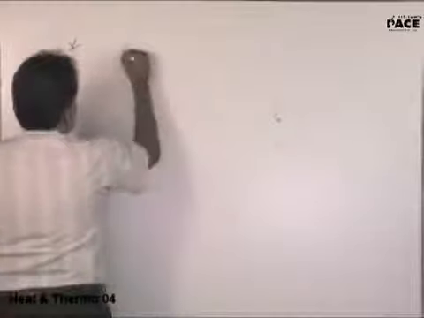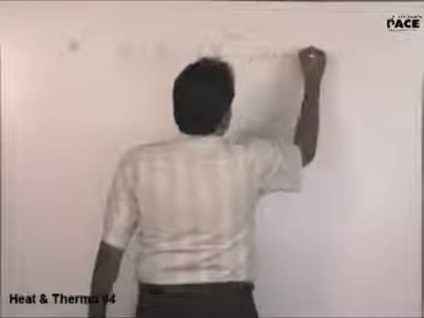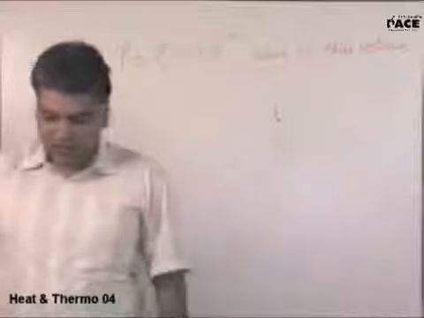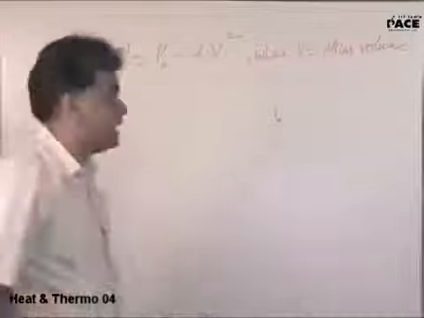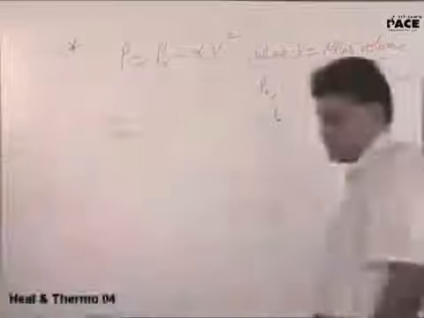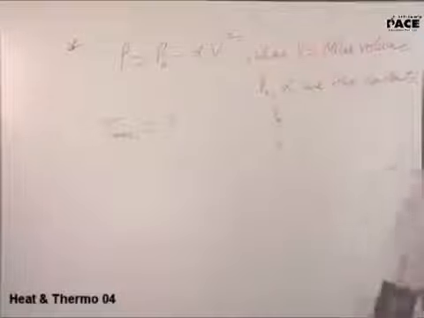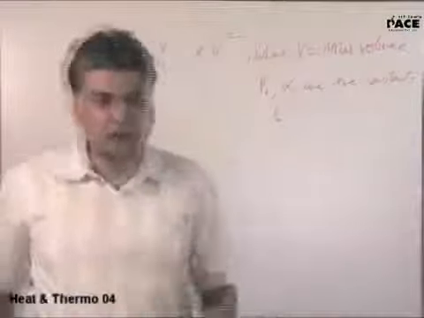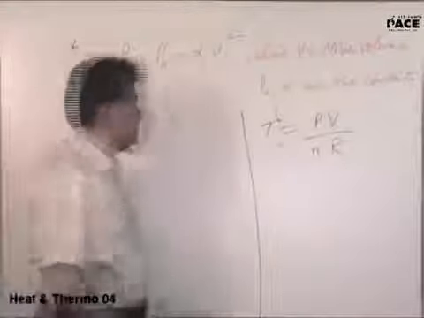In a certain process, the pressure of the gas is given by P equals P naught minus alpha V square, where V is the molar volume. P naught and alpha are positive constants. So get me the maximum temperature in this process. How do we start this? We can replace P by RT by V. Yeah, you create a temperature function and solve it like a maxima-minima question. Do that. Now when you say molar volume, then n equals 1.